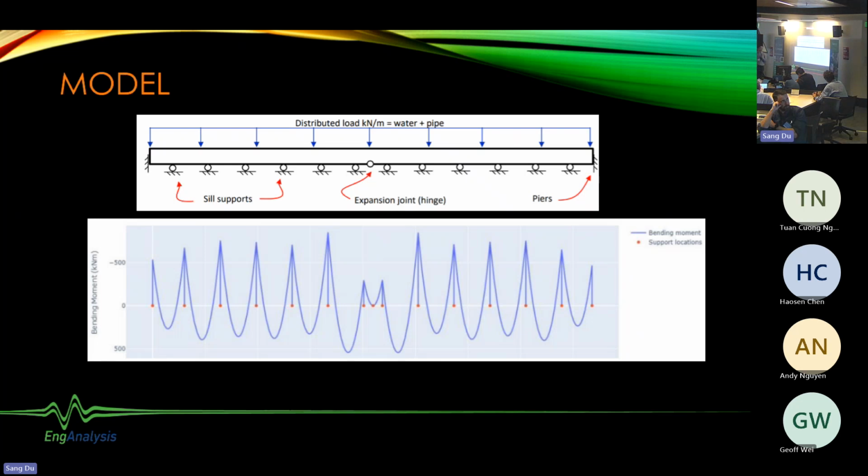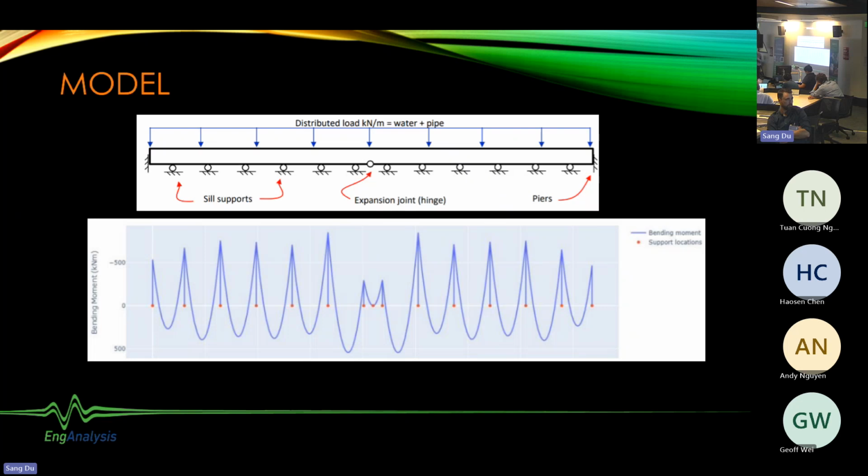So the model that we used was a continuous beam for the pipe. We actually used a Python package that Colin made and was so kind to leave open source called PyCBA, which is the continuous beam analysis. We modeled the pipe to have fixed supports at the piers, roller supports at each of the sills, and at the expansion joint is a hinge joint. The loading was a distributed load that was made up of the mass of the water and the pipe itself when the pipe is full of water. And to set the initial conditions, we assumed that there was zero displacement at each of the nodes.